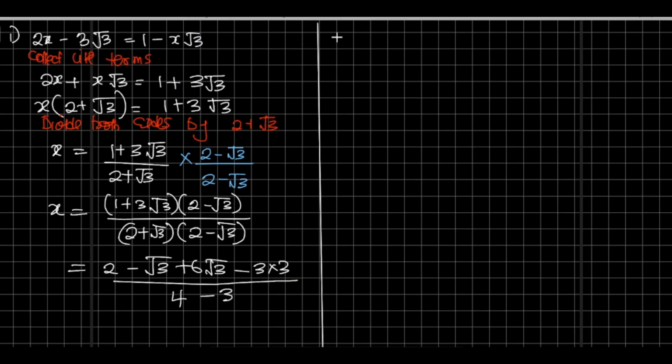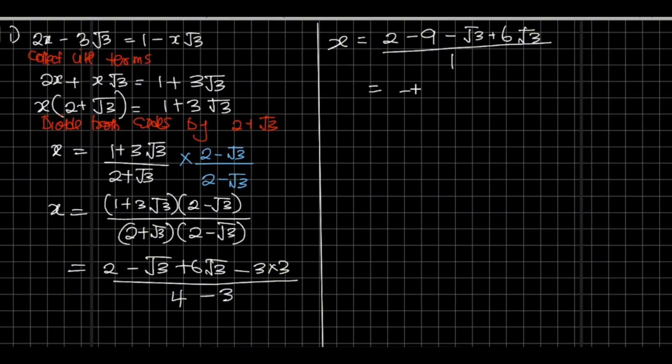Then we simplify the numerator by collecting like terms. So we have 2 minus 9 minus root 3 plus 6 root 3, all over 4 minus 3, which is 1.